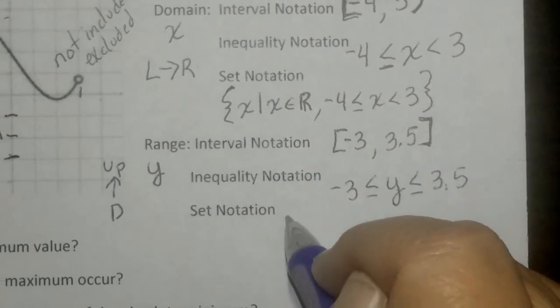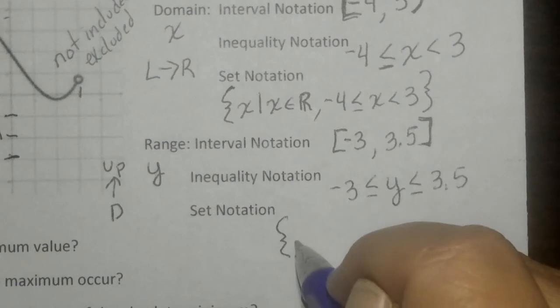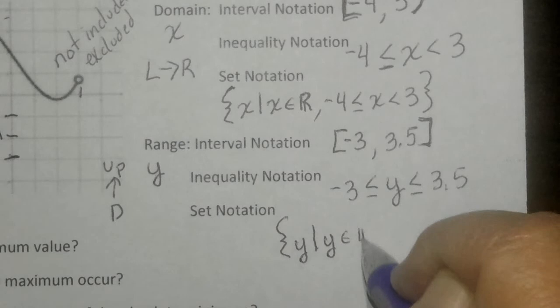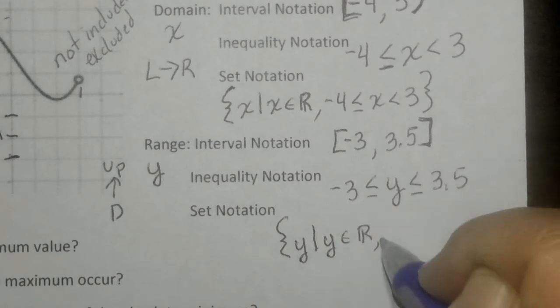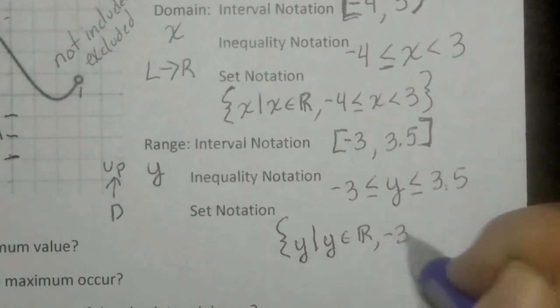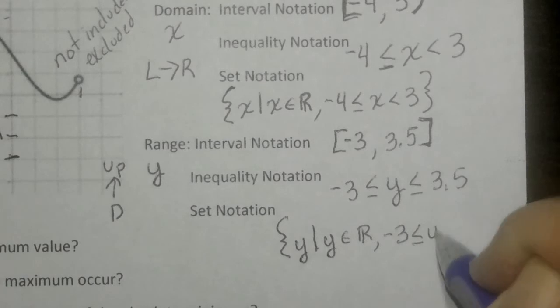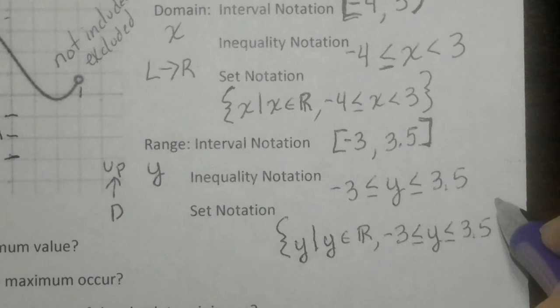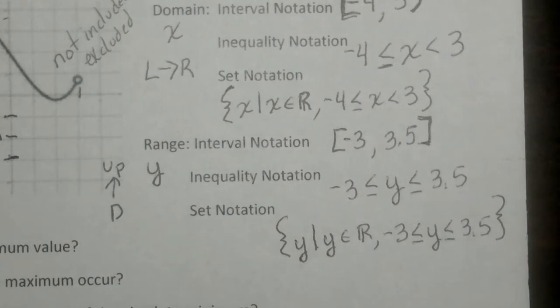Then for set notation, we make a brace. Y such that y is an element of the real numbers. And then we just put our inequality notation. -3, less than or equal to y, less than or equal to 3.5, and a brace at the end.